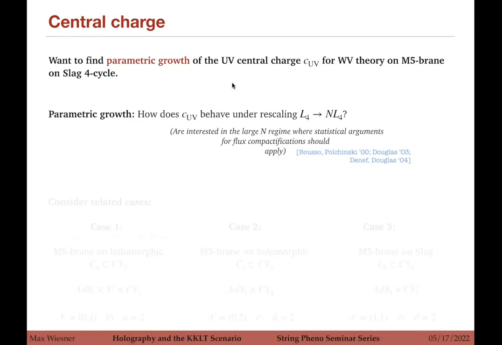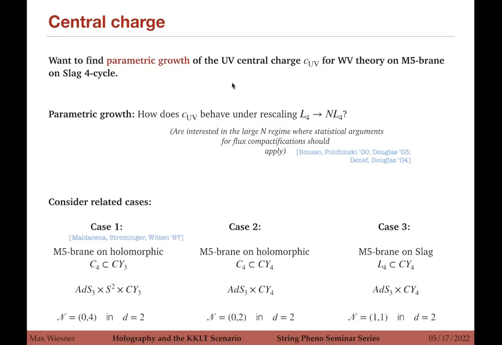With parametric growth, I want to understand how the central charge behaves under essentially a rescaling, if we make the cycle bigger and bigger. So we're interested in the large n limits, but still compatible with the tadpole conjecture. To do this, let's consider related cases where we also have AdS3 geometries in other compact spaces, which are, for instance, the MSW strings, M5 on holomorphic C4, which have a near horizon geometry AdS3 times S2 times Calabi-3, with a world volume theory on this M5 brane with N equals (0,4) and d equals 2, or M5 brane on holomorphic curves in a Calabi-4 fold, which should then also give rise to an AdS3 times Calabi-4, but in this case we have N equals (0,2) supersymmetry on the domain wall. And the last case, case 3, is the one we are interested in.